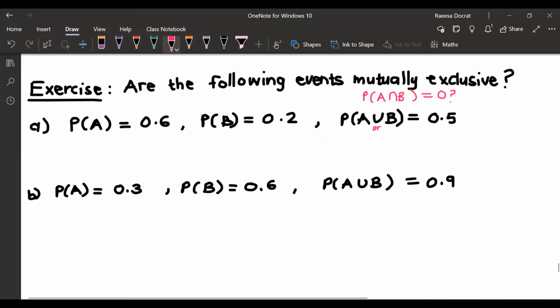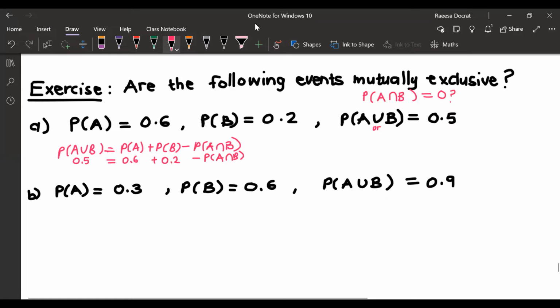If we have a look at what we're given and remember what we did last lecture, then we have that the probability of A or B is equal to the probability of A plus the probability of B minus the probability of A and B. This we have from the last video, and we'll just substitute each thing in. So the probability of A or B is 0.5, the probability of A is 0.6, the probability of B is 0.2, and then what we want to do is solve for A and B.